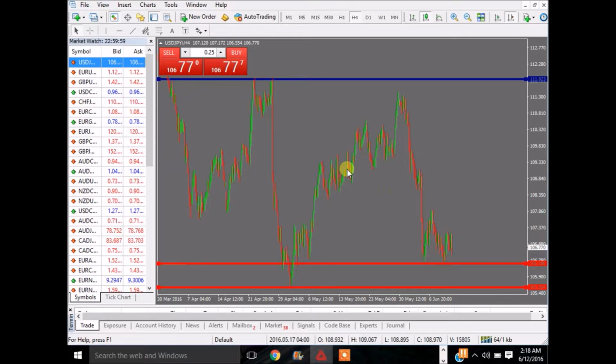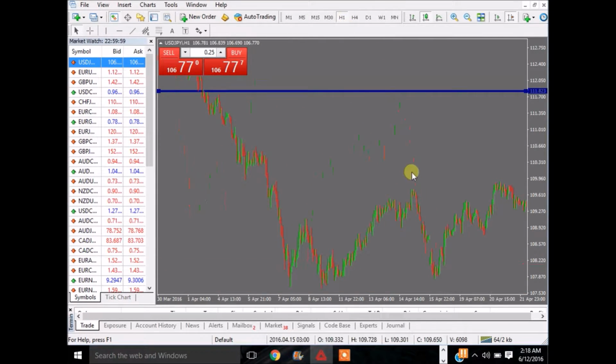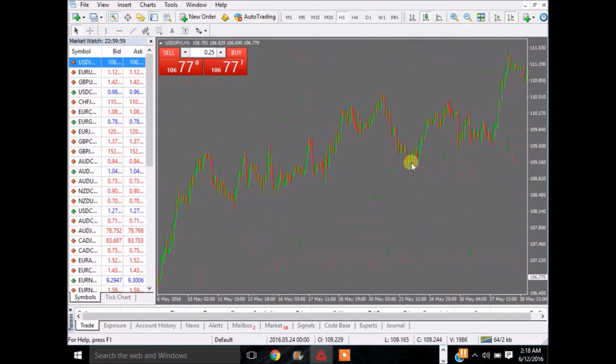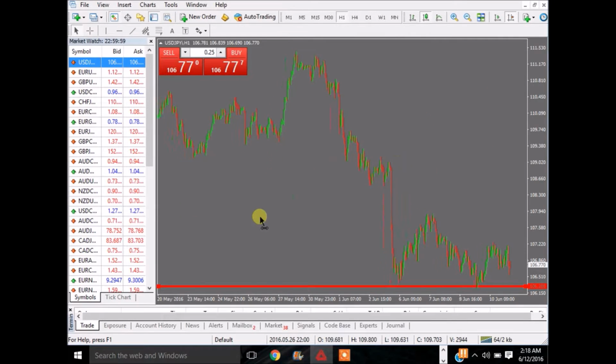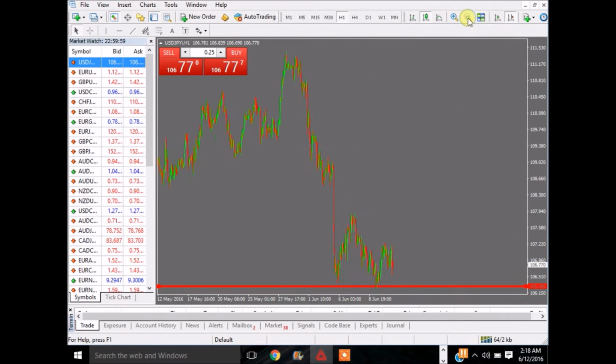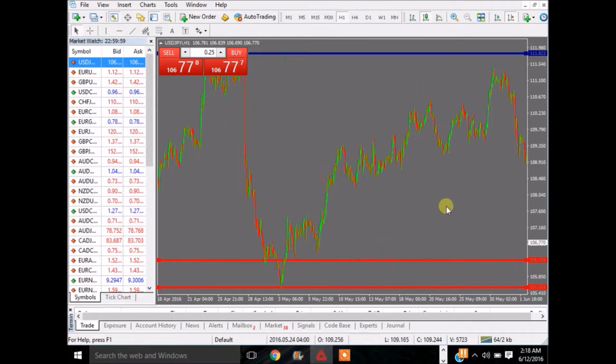As you guys can see, let's look for some more support and resistance levels. Sorry about this, guys. My chart is pretty cluttered.